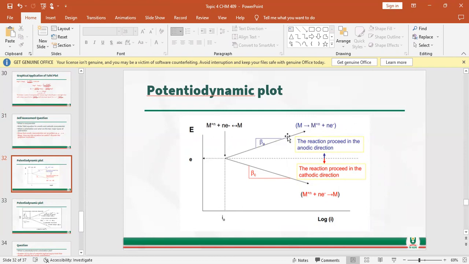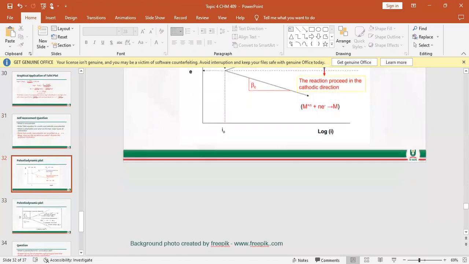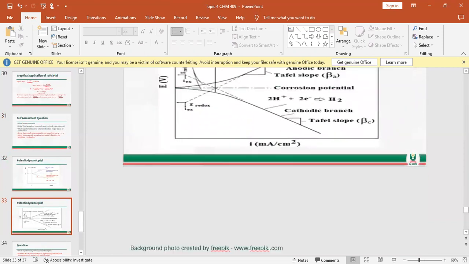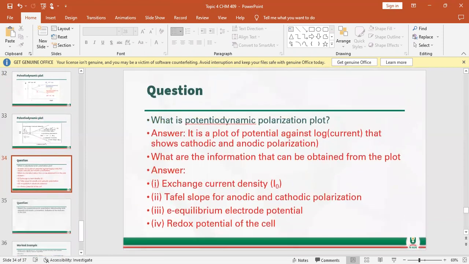So you see for the anode, there's loss of electrons. For the cathode, there's gain of electrons. That's what that graph shows, and this type of graph is called a potentiodynamic plot, a plot of E against log I. It's the same thing here: anodic branch, cathodic branch, overpotential, and the rest of it. What is a potentiodynamic plot? Of course, I've explained, it is a plot of potential against log of current that shows cathodic and anodic branches.